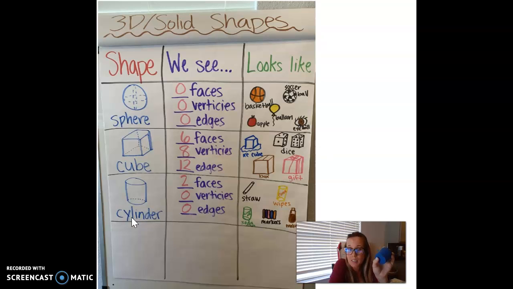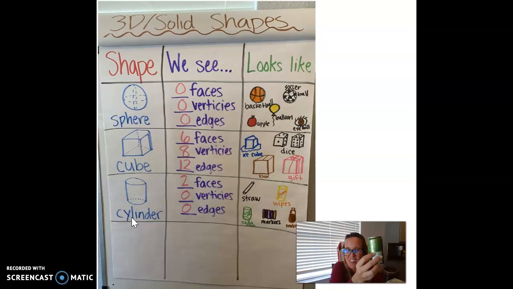So your job today, my friend, is to find 3 cylinders in your house and then describe it to me. So I want to hear you saying that it has 2 faces, 0 vertices, 0 edges, and you could even show me how you can stand it up. Or when it's put sideways, it could even roll. So to help you out, I found some cylinders in my house, and I'm going to show you those.